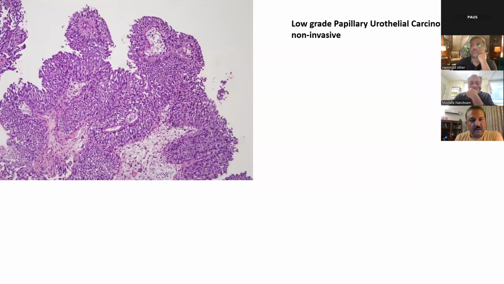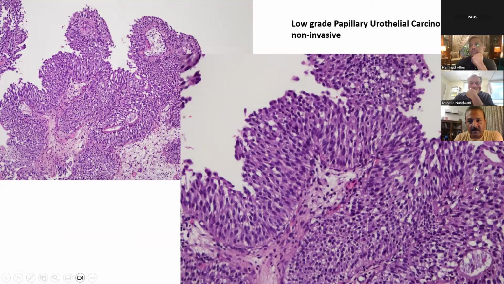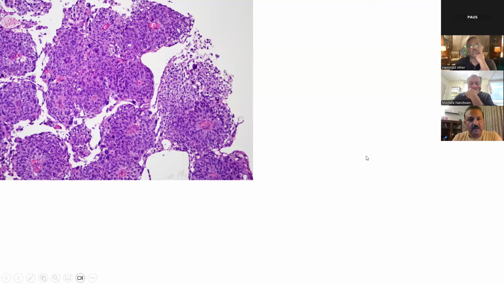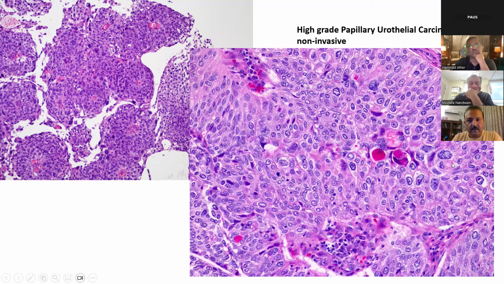And when we start seeing a papillary tumor which has some degree of nuclear hyperchromasia, polymorphism, some disarray, and you may see mitosis around the basal half of the epithelium, this is a low-grade papillary urothelial carcinoma, non-invasive. And once you start seeing marked polymorphism, frequent mitosis, and bizarre nuclei, then this is a high-grade papillary urothelial cancer.